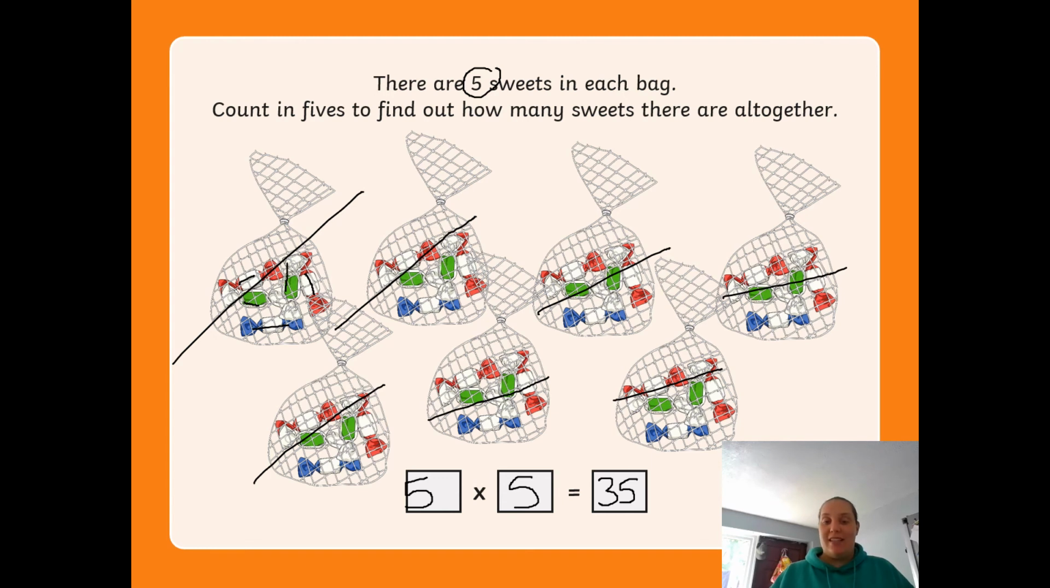So in fact, this number 5 here is correct, but this number 5 here is in fact incorrect because this number 5 should be how many bags we have got. And we have in fact got 7 bags. So 5 times 7 is 35. We're just going to check that by holding up my 7 fingers.